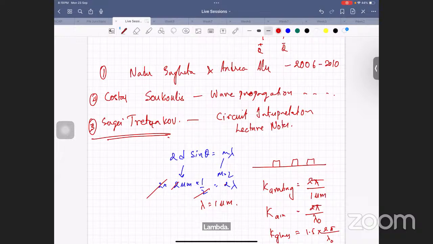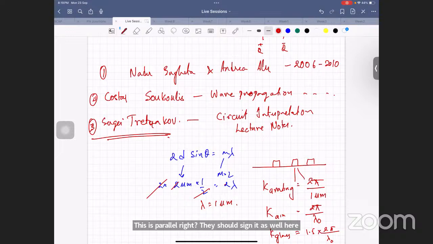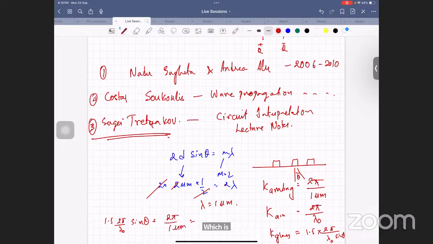This is parallel, right? There should be a sine theta component as well here. This is my angle, so this should be sine theta, correct? So it should be 1.5 times 2 pi by lambda naught times sine theta, plus K grating, which is 2 pi by 1 micrometer, equal to 2 pi by lambda naught. Is this the problem? Please solve it, take a picture and send it to us. We'll verify it. Is that okay?